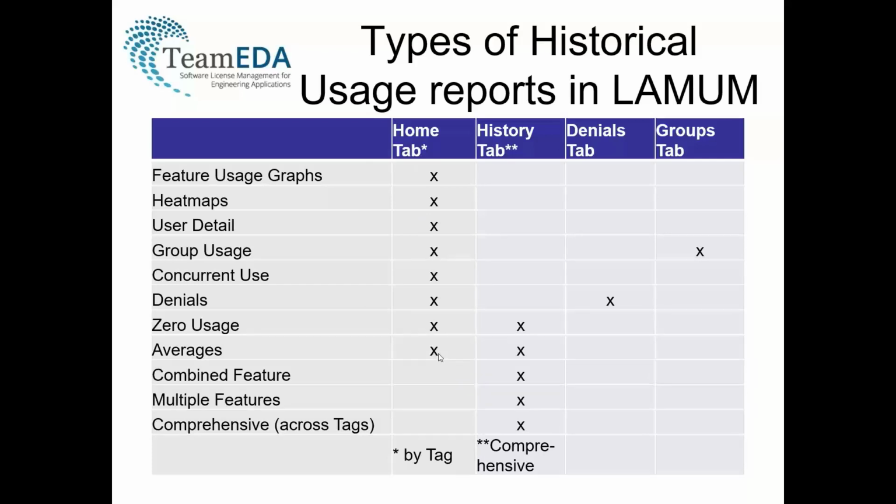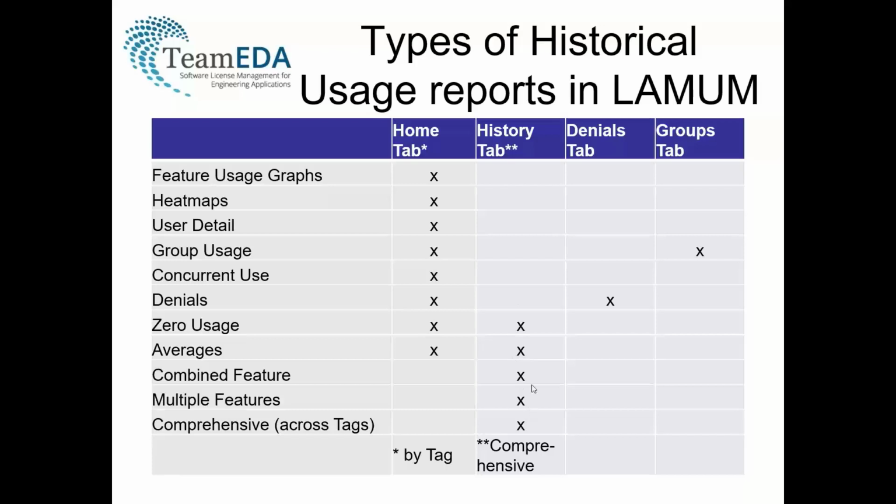Under the History tab, we have more what we call comprehensive reports, which is across all the tags. So under the History tab is a comprehensive zero use report. So it shows you zero use across all of your tags. Same with the averages, the comprehensive averages. Under the History tab, there's a couple of additional reports. Combined feature, which allows you to see, if you have the same tool running on multiple license servers, that in one graph or one table. That's called the combined feature, and that's only under the History tab.